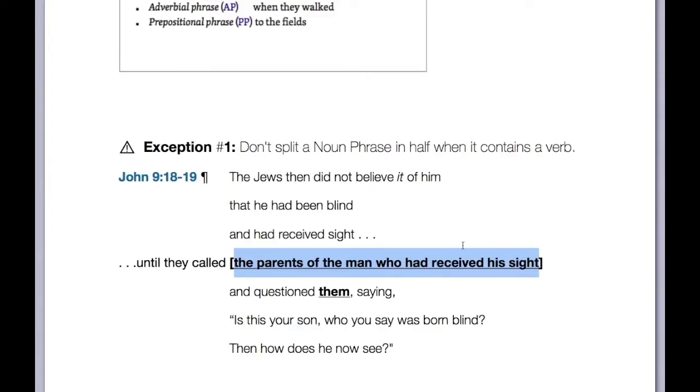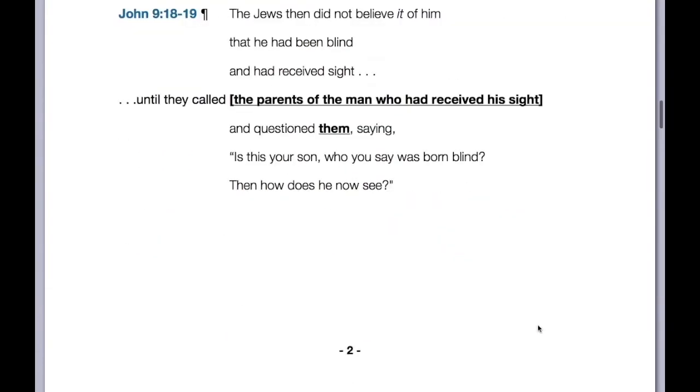So I won't be able to split this in half, even though there seems to be a verbal idea inside of it. You can see this in parallel with the next proposition. It says they called this giant object, and then they questioned them, which refers to the entire object above, even though there's a verb glued inside of it. So make sure you don't divide those noun phrases when they contain verbs.